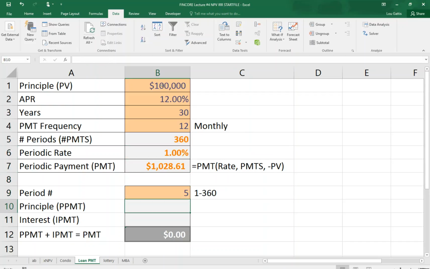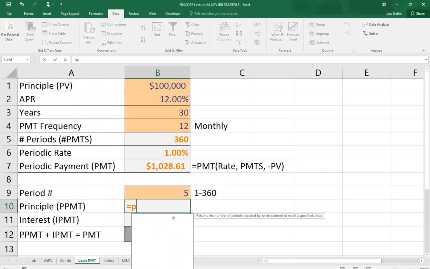Now we can also use the principal payment, the P payment, and the I payment functions. Because this 1,028, this is a level payment over 30 years. However, each payment is going to be composed of both the repayment of principal and interest. And over 30 years, you repay all the principal. However, in the early years, most of the payment is in interest. And in the end of the period, most of the payment is going to be principal. So what we can do is we can say equals P payment.